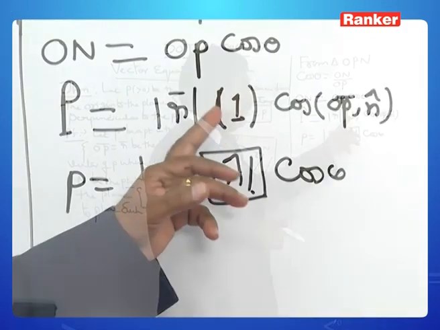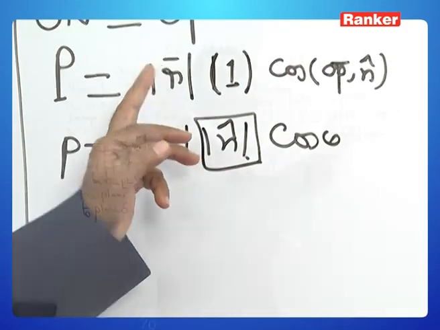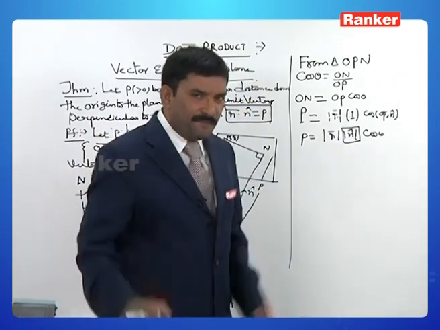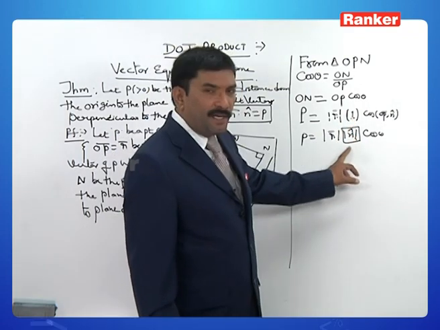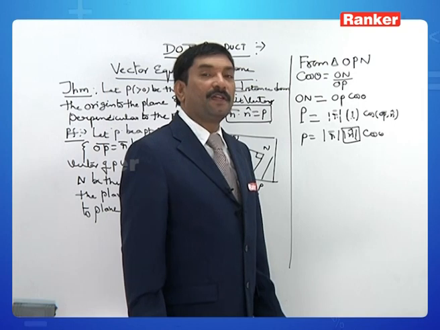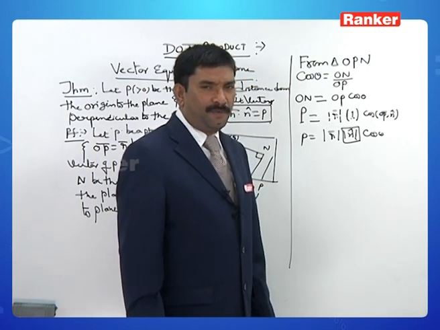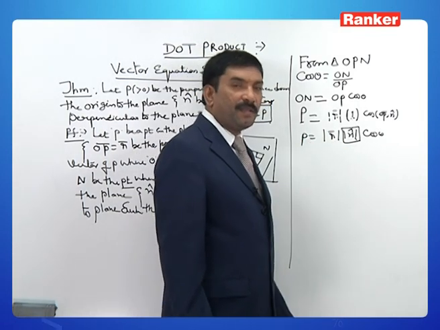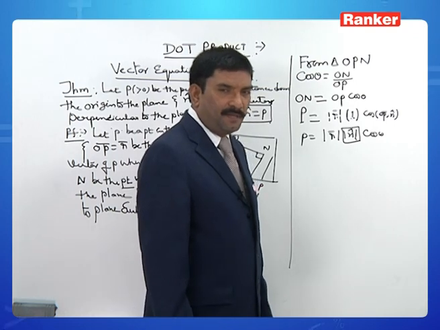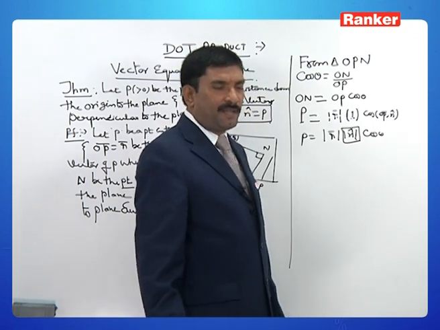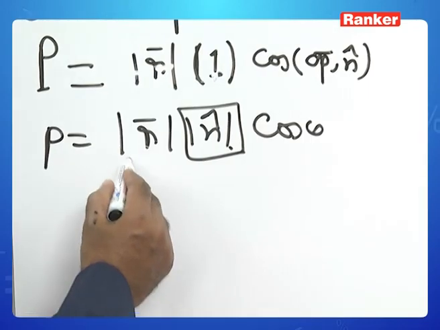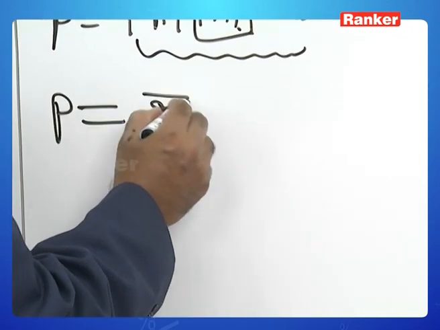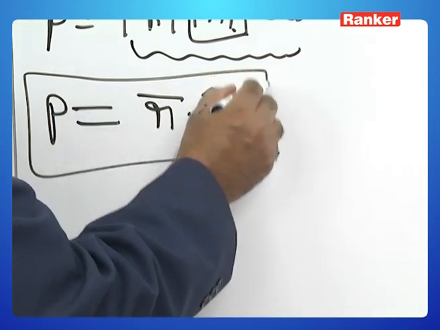So therefore, this 1, 1 into anything is the same thing. That goes without saying. Therefore, this 1, I am taking it as modulus of n cap. So therefore, P is equal to modulus of r bar into modulus of n cap into cos theta. Theta is the angle between r bar and n cap. Therefore, by using the definition of dot product, I can write P is equal to r bar dot n cap.